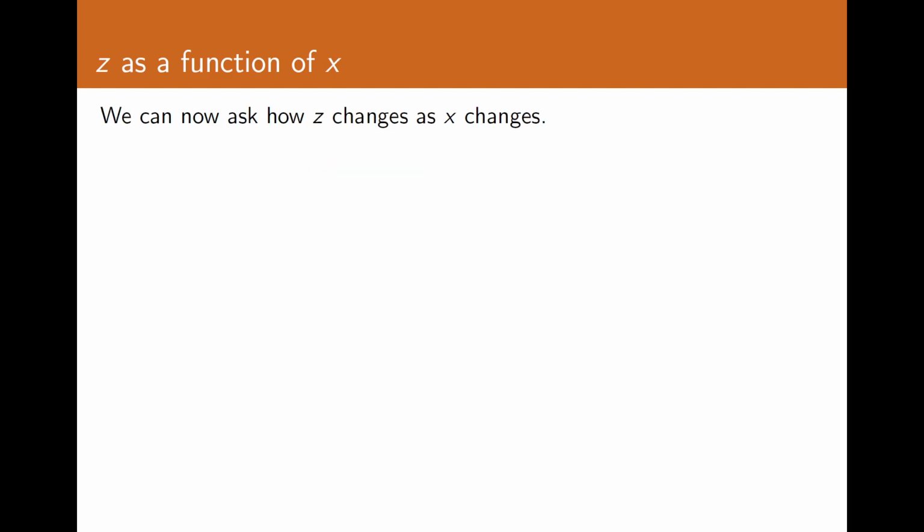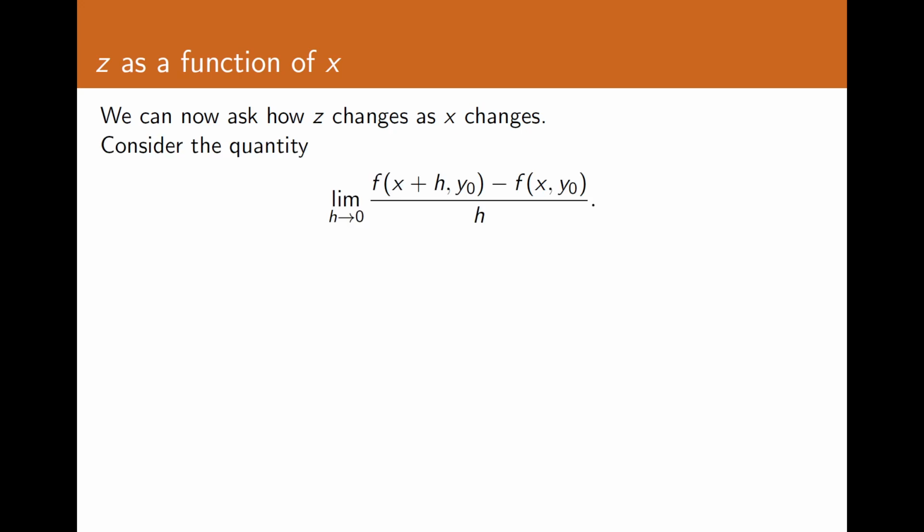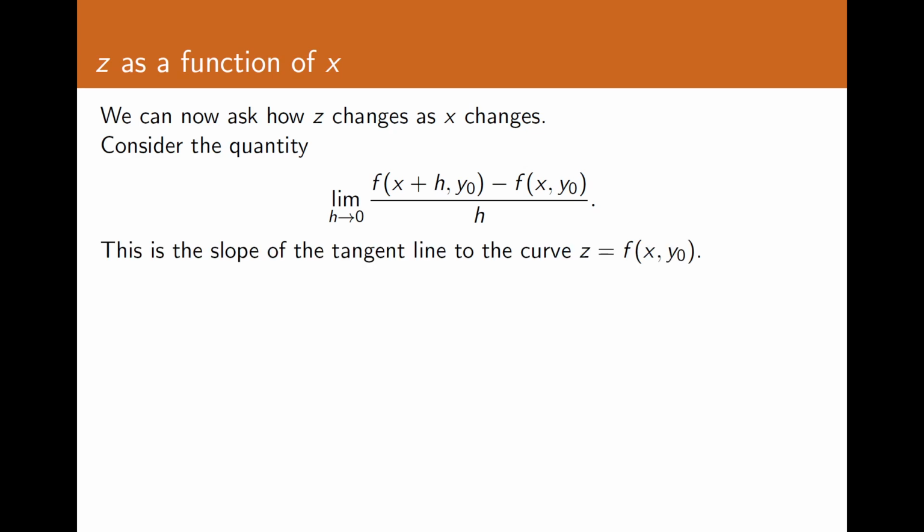Since z is now just a function of x because we've fixed y, we can ask, well, if we change x, how does z change? So let's consider this quantity where we're letting x change by h and we're leaving y fixed. This looks very familiar because it looks just like the derivative of a function of one variable. We just happen to have that second variable there that's not moving.